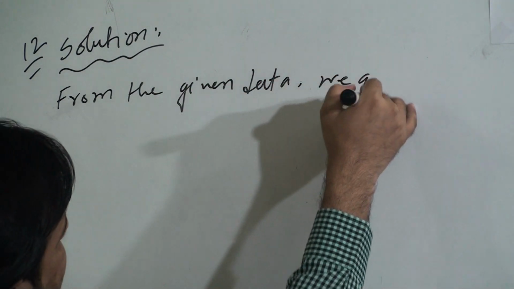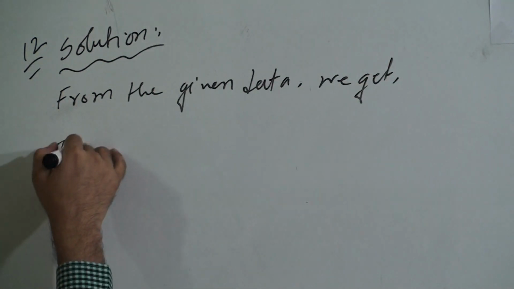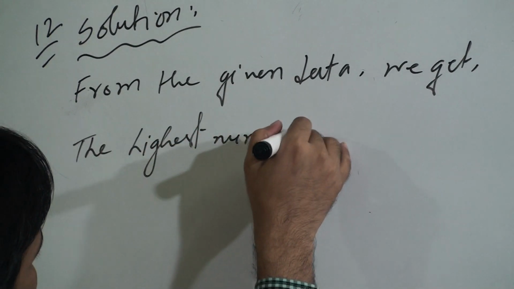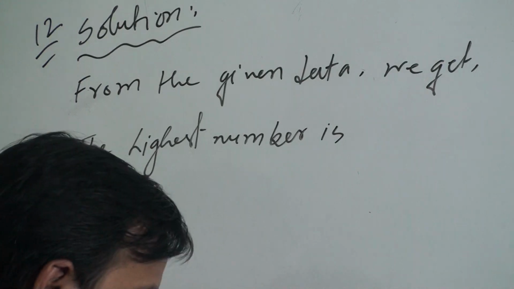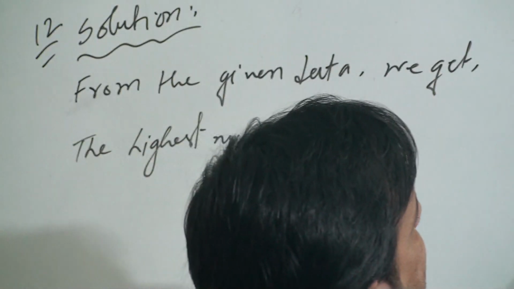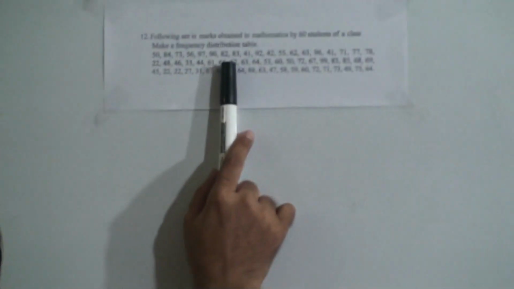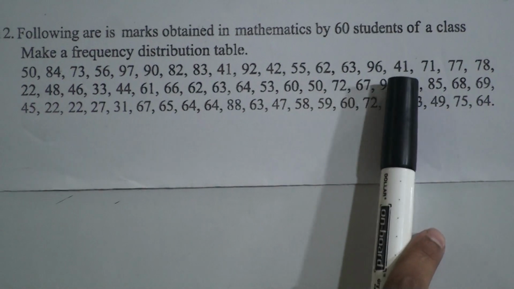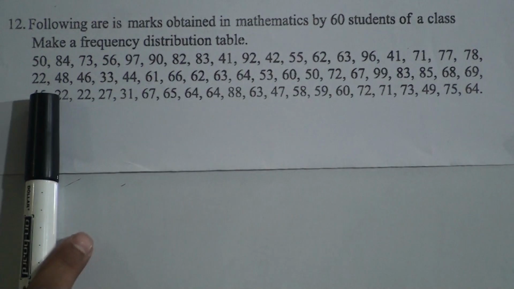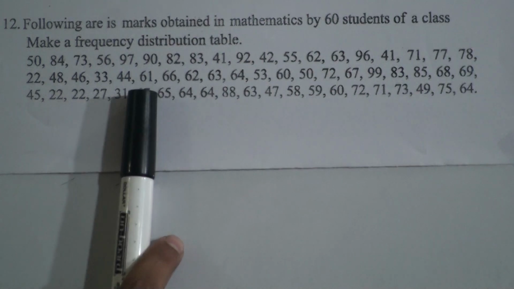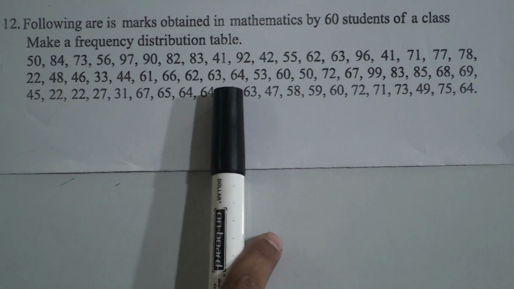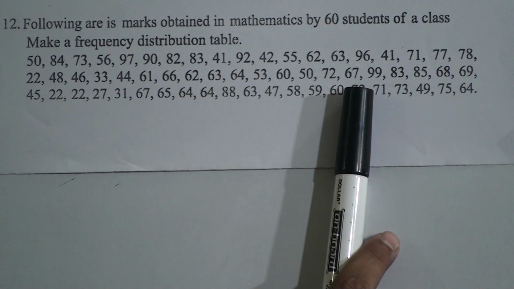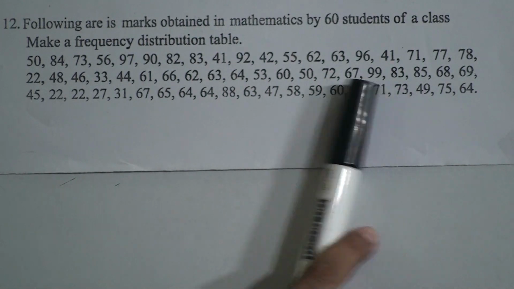we get the highest number. If you see the data, what is the highest number here? 50, 84, 73, 56, 97, 90, 82, 83, 41, 92, 42, 55, 62, 63, 96, 41, 71, 77, 78, 22, 48, 46, 33, 44, 61, 66, 62, 63, 66, 64, 53, 60, 50, 72, 67, 99. Okay, up to this 99 is the highest.